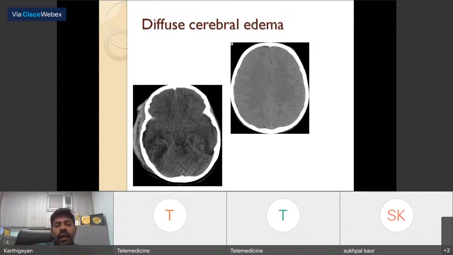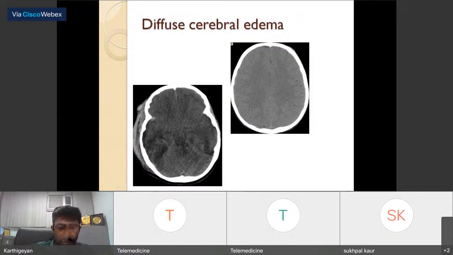And diffuse cerebral edema is again more common in children compared to adults. A number of mechanisms have been implicated in the pathogenesis of diffuse cerebral edema. One is that, compared to adults, children have relatively less developed autoregulation mechanisms. So the cerebral perfusion pressure increases, and there is cerebral hyperemia, which predisposes to this sort of injury.